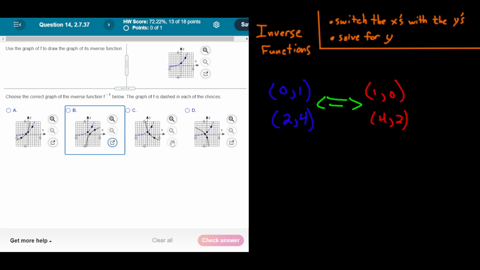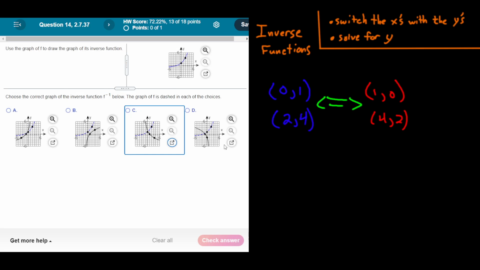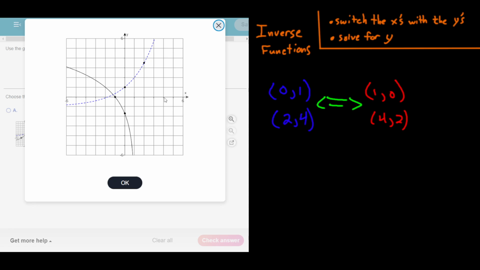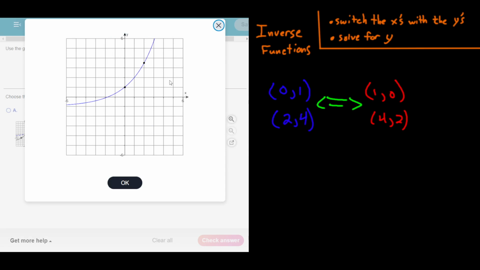What about this one? We have 1 comma 0. Nah, we don't have 4 comma 2, do we? Let's go to this one. Oh, wait a second. Did I mess up? Let me see. 0 comma 1. Why did I say 4 comma 2? Oh, no. The original is 2 comma 4. The inverse would be 4 comma 2. Yeah, I'm good. What the heck is going on? Then we have 0 comma 1. So that'd be 1 comma 0.